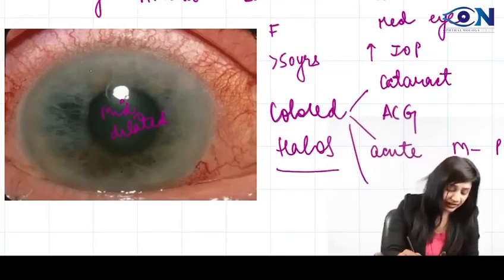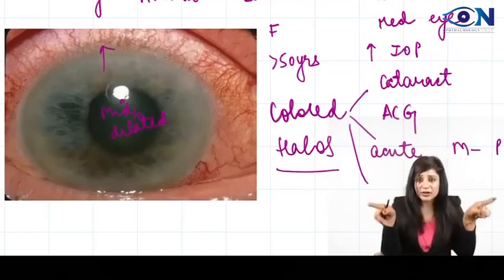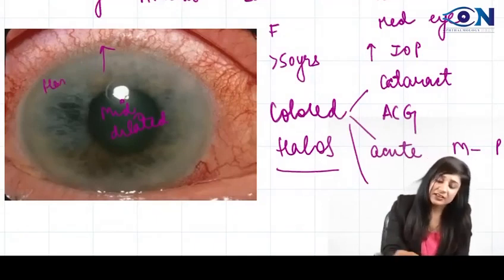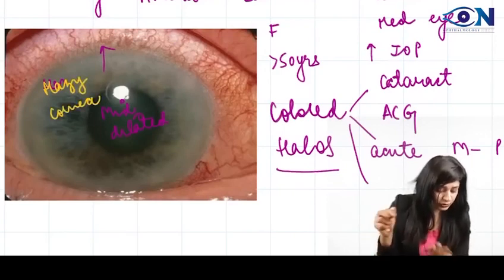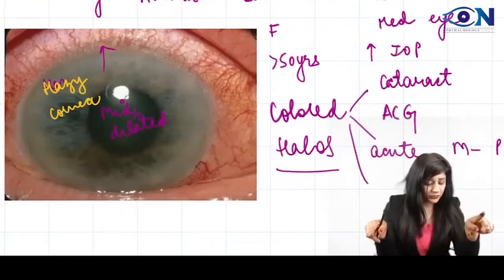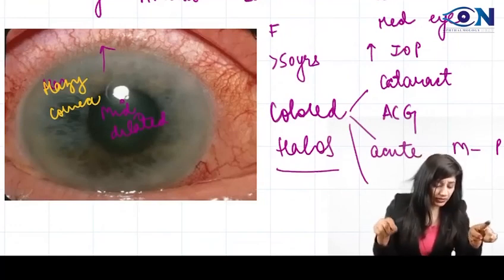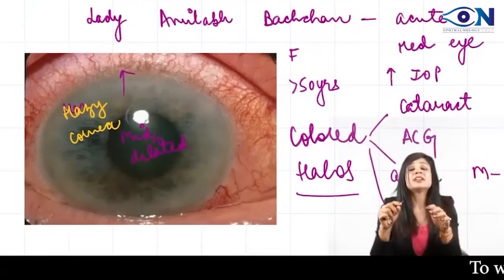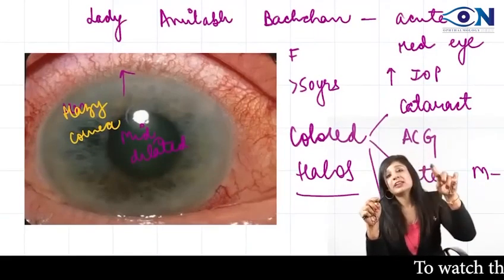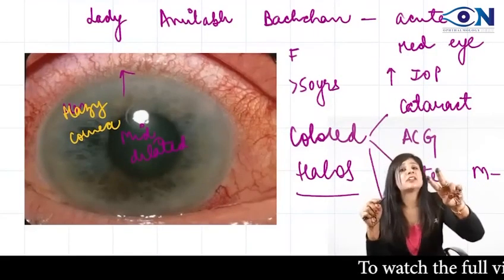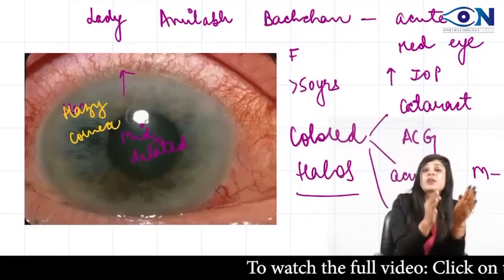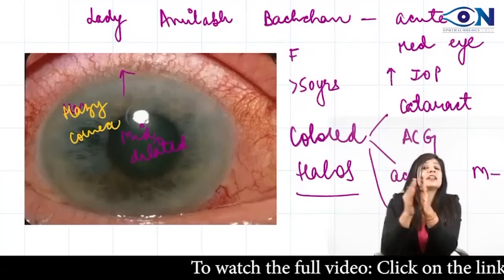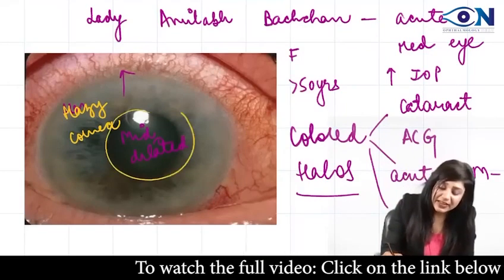You can see this kind of congestion. You can see the circumcorneal congestion. You can see the hazy cornea because of the sudden closure of the angle of the anterior chamber. There is also circumcorneal congestion in acute anterior uveitis. Exactly. You can have the circumcorneal congestion in acute anterior uveitis as well as in acute congestive glaucoma. But how can you differentiate? Because in uveitis, you are going to have a miotic pupil. But in cases of glaucoma, you will always have a mid-dilated pupil.